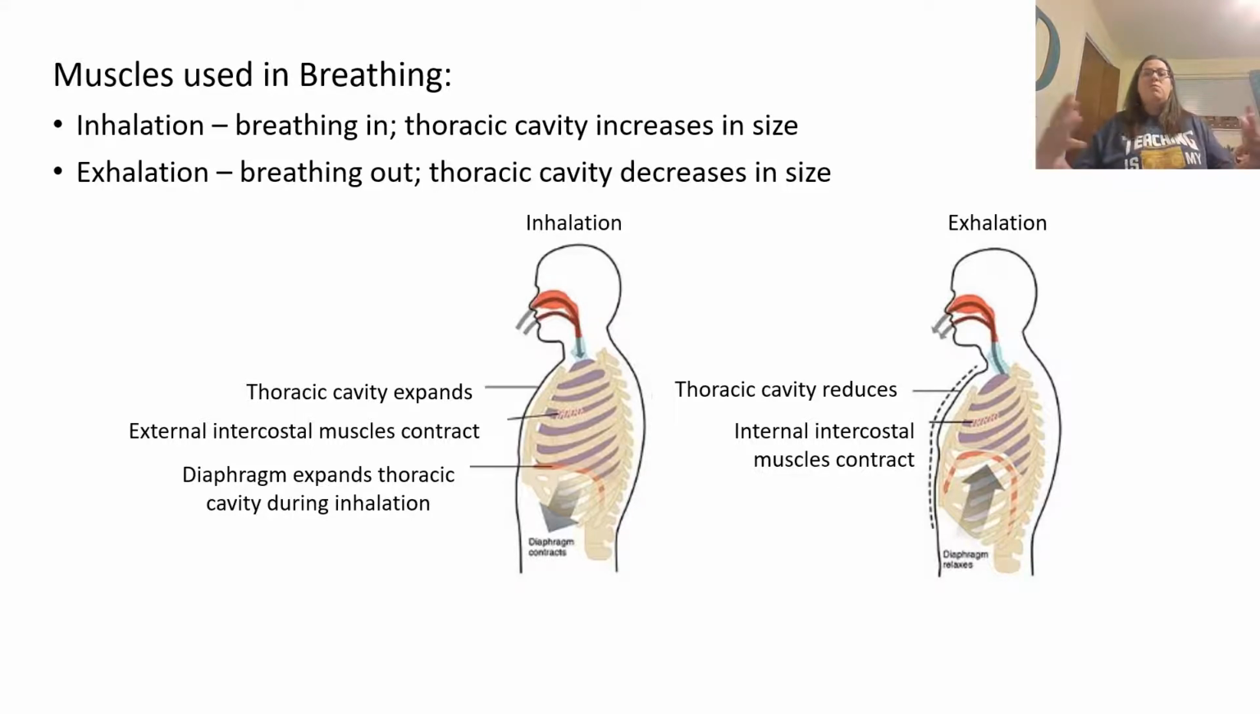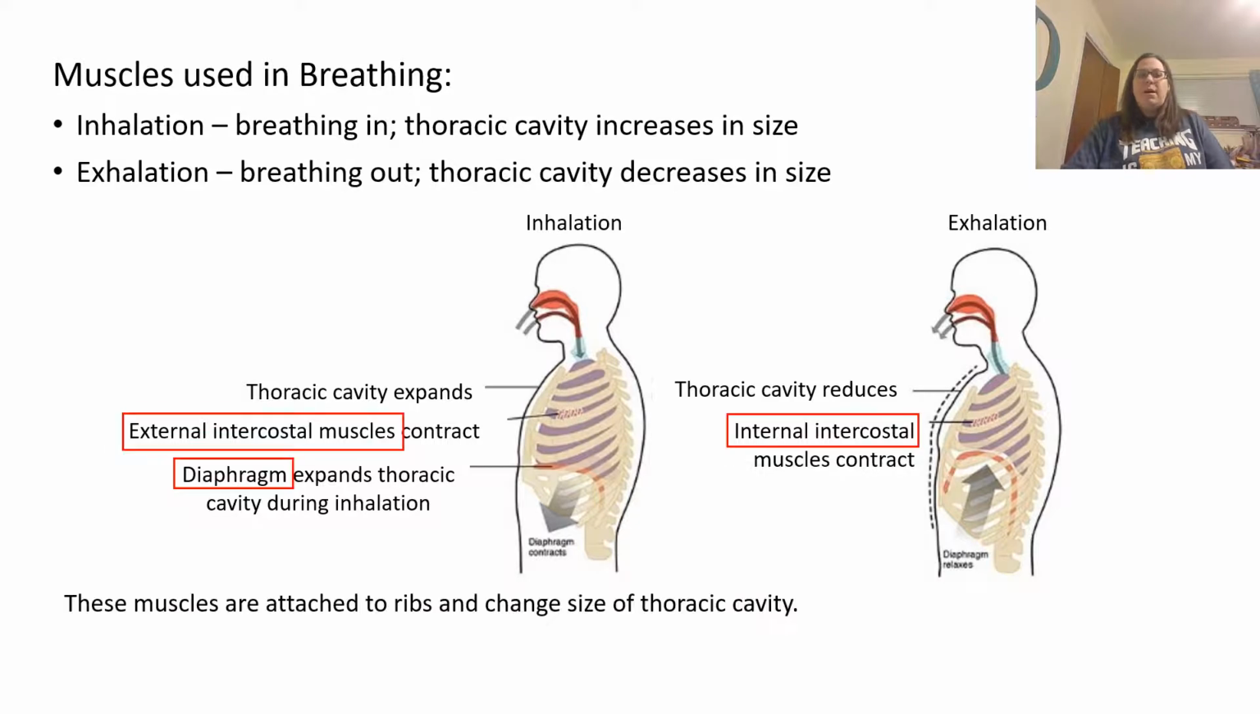So when we look at this, there are muscles that are going to help do both of these different types of movements. So in inhalation, we see that the external intercostals are going to contract and the diaphragm is going to contract and push downward. In exhalation, the internal intercostals will contract and the diaphragm will relax, decreasing the size of the rib cage. These muscles are attached to the ribs and they change the size of your thoracic cavity by pulling them or allowing them to be drawn inward.